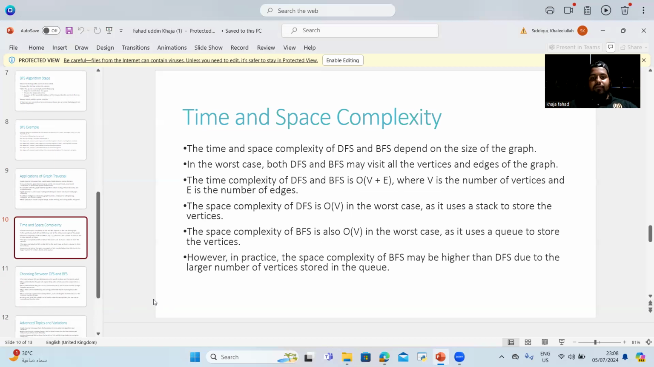The space complexity of DFS is O(V) in the worst case, and it uses a stack to store the vertices. The space complexity of BFS is also O(V) in the worst case, as it uses a queue to store the vertices. However, in practice, the space complexity of BFS may be higher than DFS due to the large number of vertices stored in the queue.